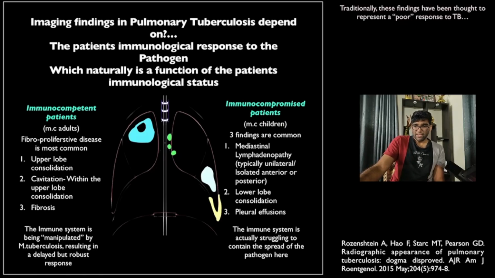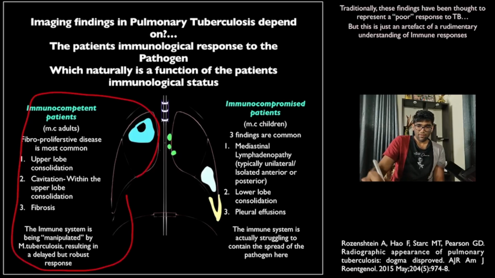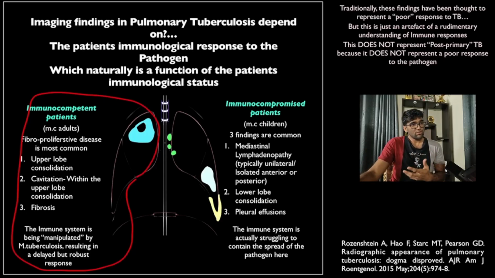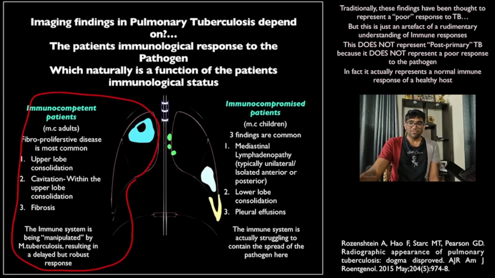Okay, so traditionally, as I've just said, the findings here have been said to represent a poor immune response. This does not represent post-primary tuberculosis because it does not represent a poor immune response. Again, I have just demonstrated this. In fact, it actually represents a normal immune response in a subset of the population of human beings who are at increased risk of developing tuberculosis because they just happen to have increased DC-SIGN signaling or develop granulomata in a slightly delayed state, allowing for the pathogen to divide more rapidly.